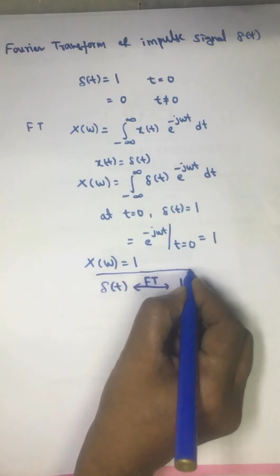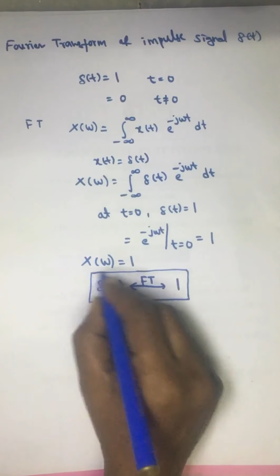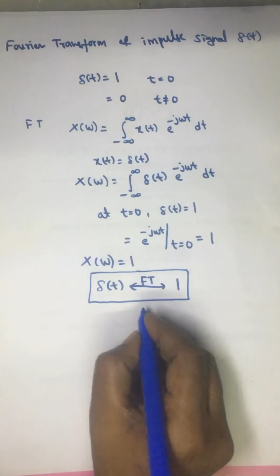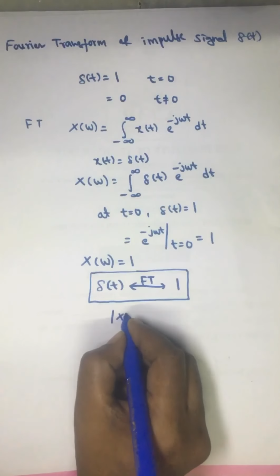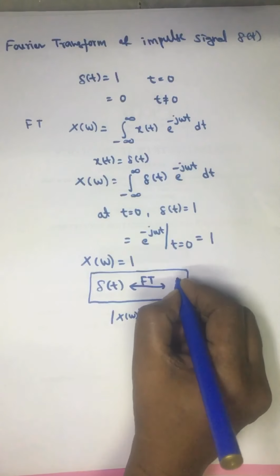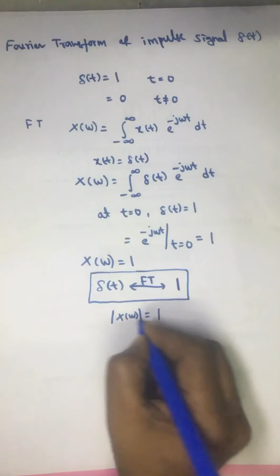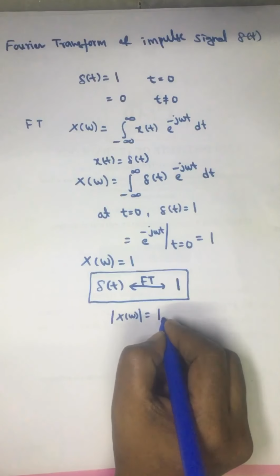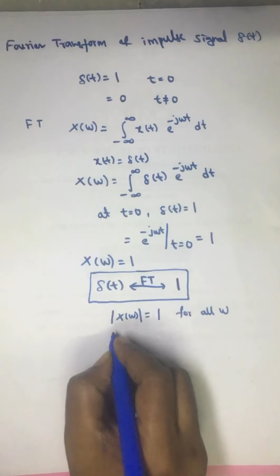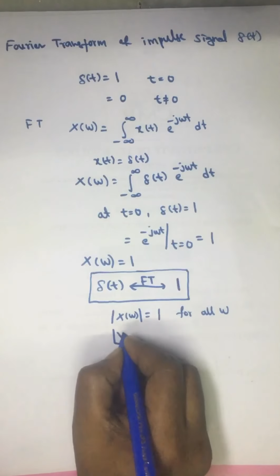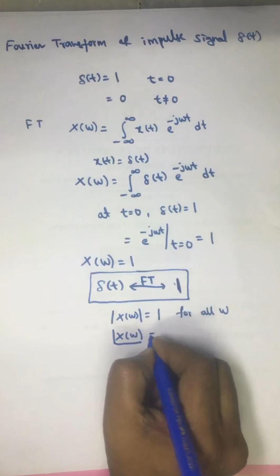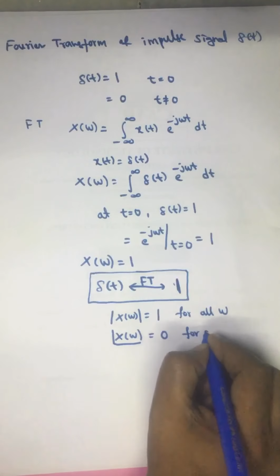This can be written as a Fourier transform pair like this: δ(t) and its Fourier transform is 1. From this we can obtain the magnitude response and phase response. The magnitude will be 1, so |X(ω)| will be equal to 1 for all ω values. Whereas the angle of X(ω) will be equal to 0, because there is no angle, it is having only the real part. So the angle will be 0 for all ω.